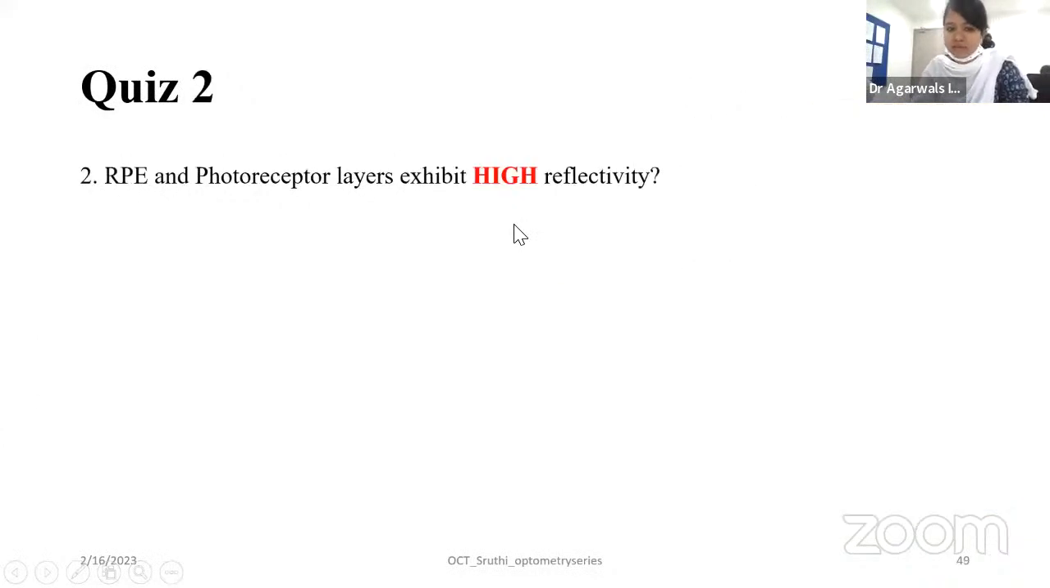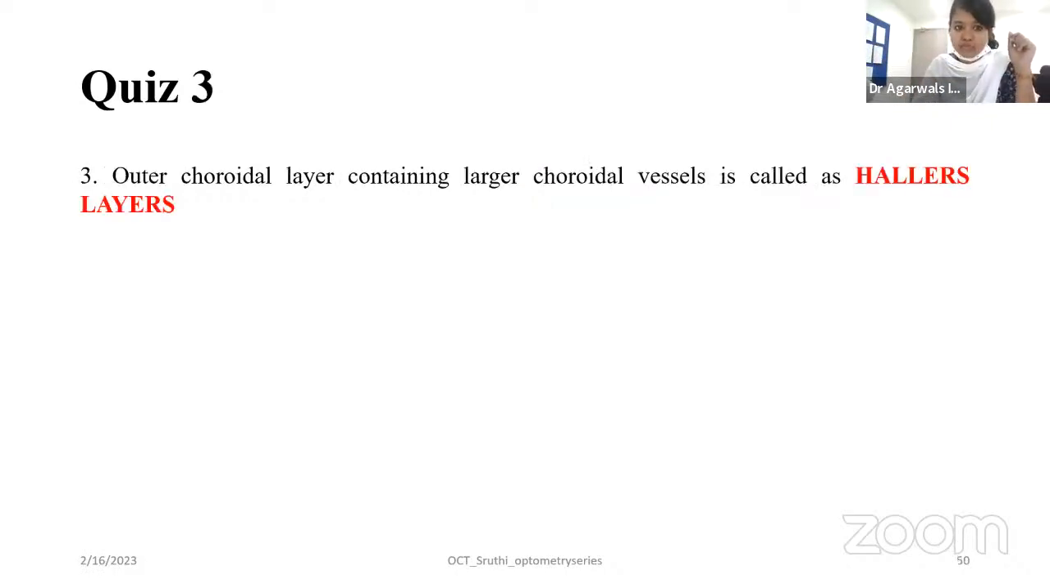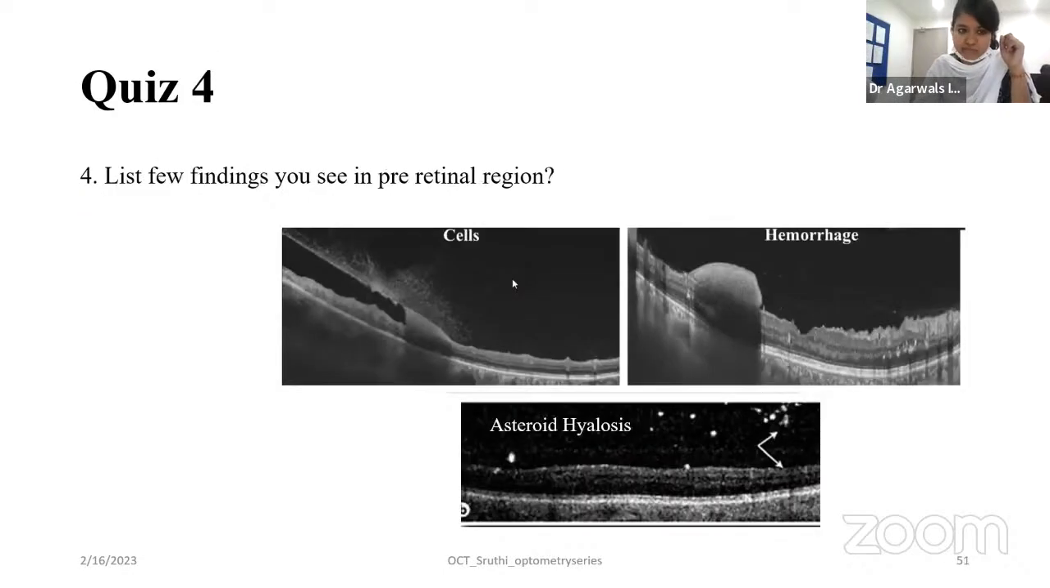The second question is, RPE and photoreceptor layer, what kind of reflectivity is exhibited? They possess high reflectivity. We saw in the previous slides, it was in orange to yellow color, which we call higher reflectivity in OCT. Then the outer choroidal layer containing larger choroidal blood vessels is called Haller's layer. We saw two layers, Sattler's and Haller's. Sattler's is the medium-sized choroidal vessels, and Haller's is the larger-sized choroidal vessels.